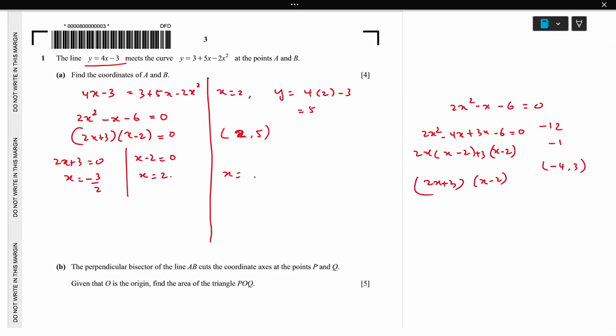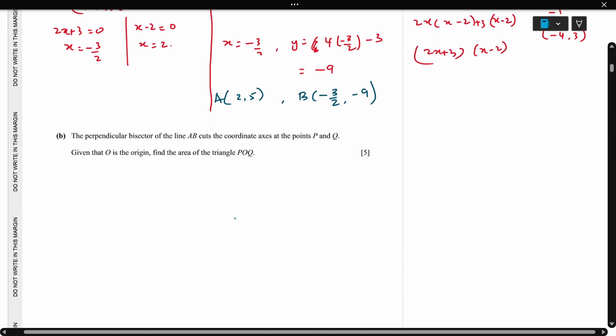Next, x equals minus 3 by 2, so y equals 4 times minus 3 by 2 minus 3, which gives minus 9. So the required coordinates are: A is (2, 5) and B is (minus 3 by 2, minus 9). So that's the first answer.